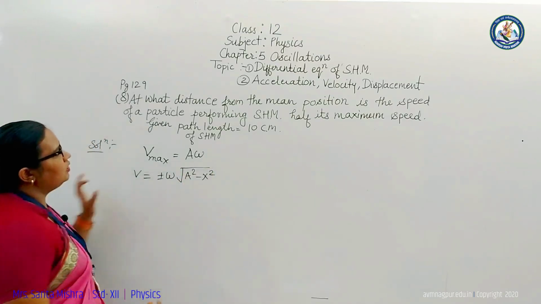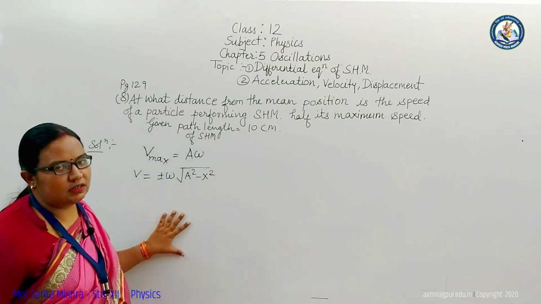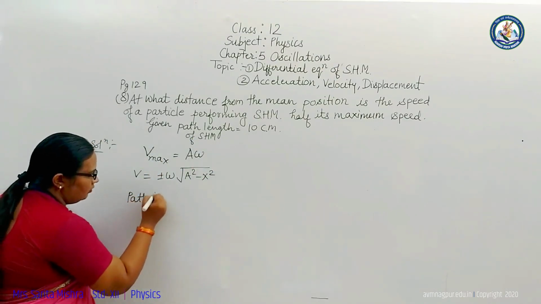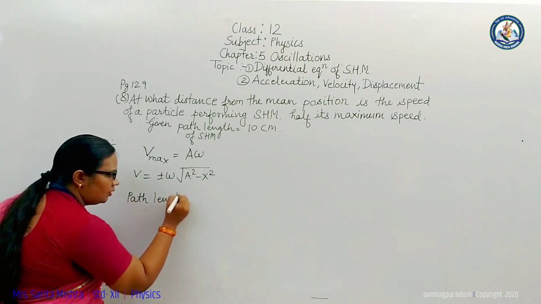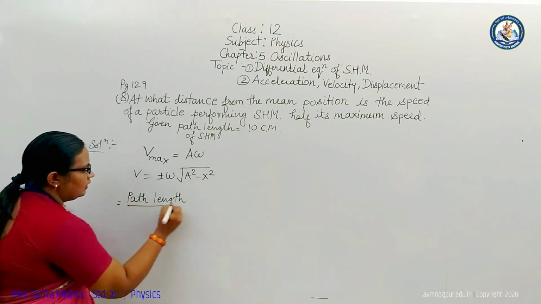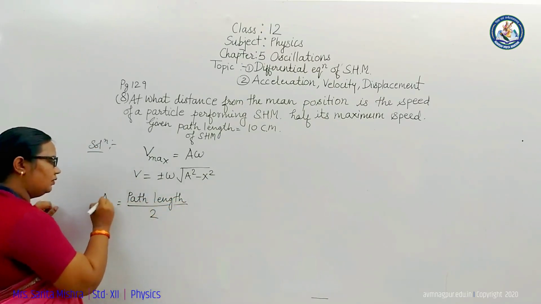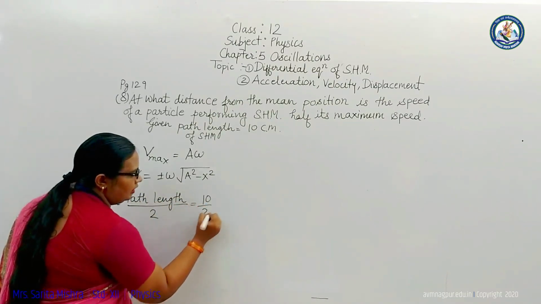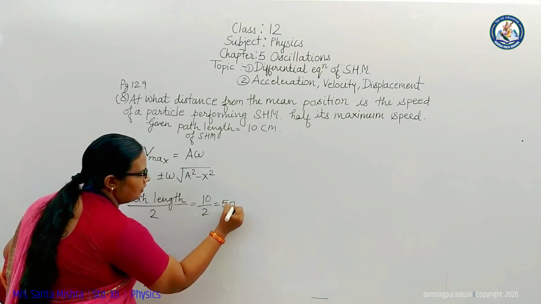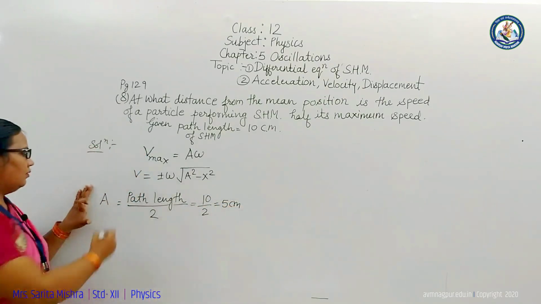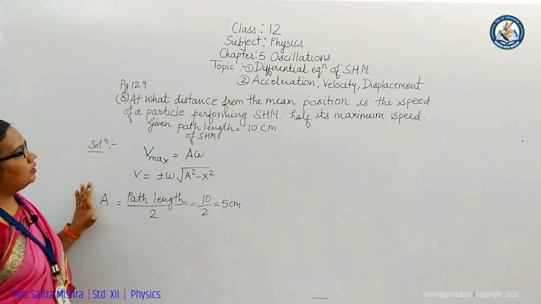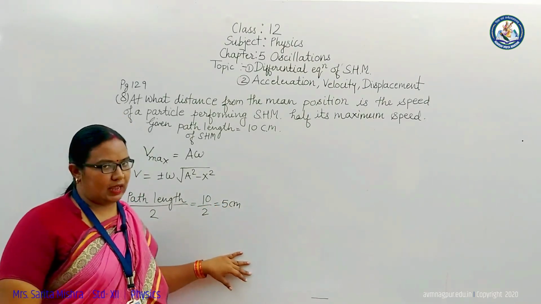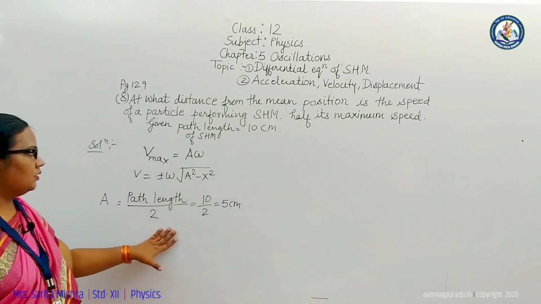Now what is given? Given is the path length, which is 10 centimeter, and using this path length we can find the amplitude. Half of the path length gives the value of the amplitude. Path length is 10 divided by 2, which is 5 centimeter. So this is our value of a. Now, at what distance means we have to find the position x. So let's see.